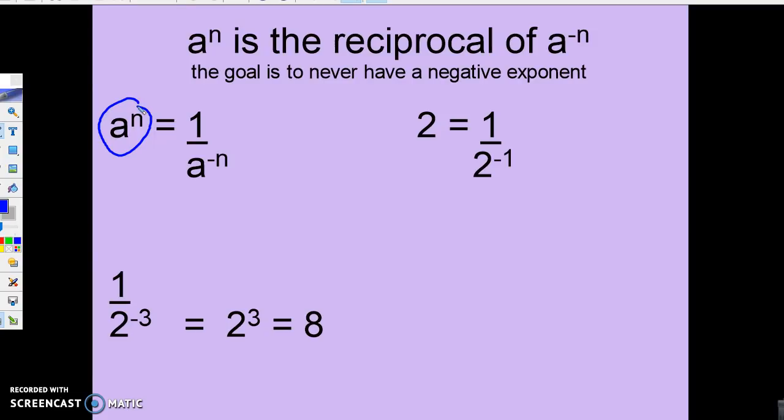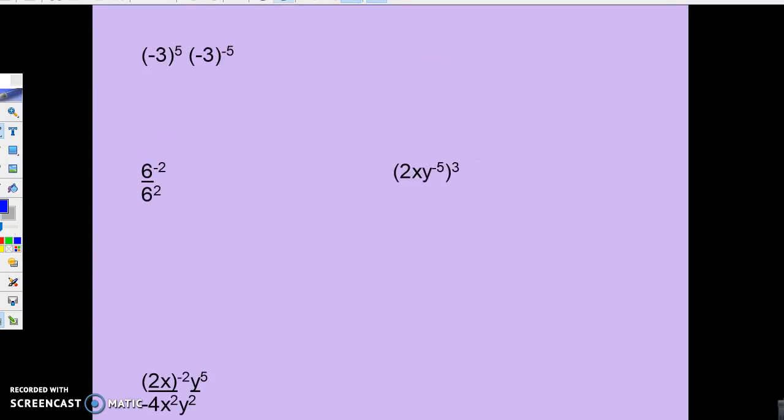Now, on this one, I have 1 over 2 to the negative 3rd power. I reciprocate that, and it becomes 2 to the 3rd power, and then 2 to the third power is equal to 8. So basically what we're saying here is anytime you have an exponent that's negative, the base and that negative exponent needs to be reciprocated so that that exponent becomes positive.